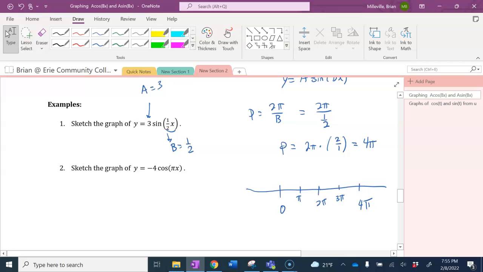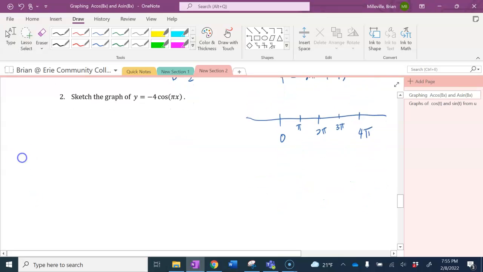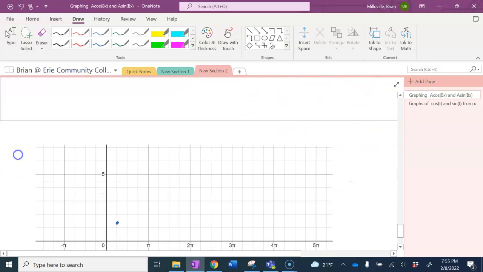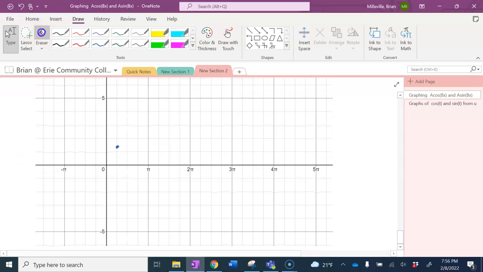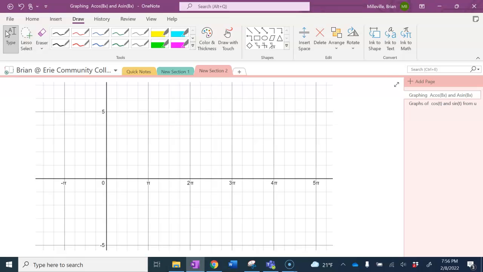Alright, so I'm going to scroll down. I have some graph paper that we're now going to plot this function on. Sketch the graph of it. Okay, so got some empty graph paper here, and I've got the scale on the x-axis appropriate for this one.